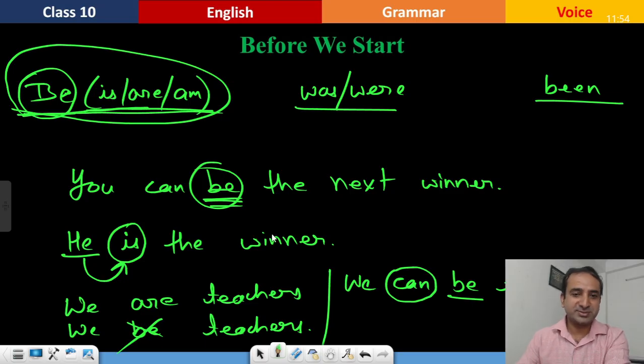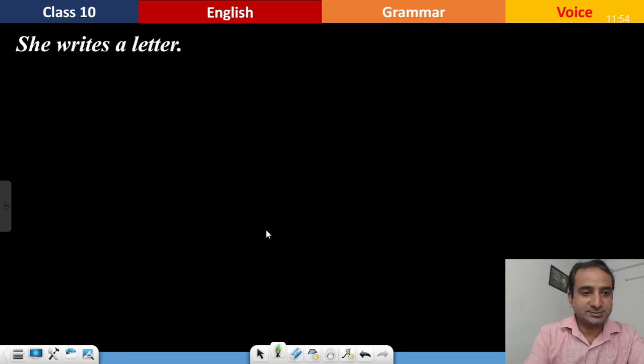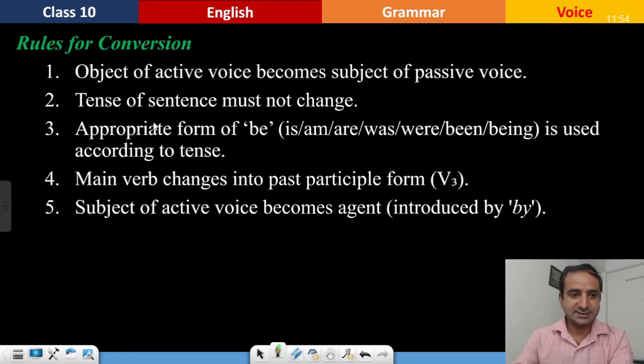Now let us go through some examples. Okay. She writes a letter. Suppose we want to convert this into passive voice. So what is the basic rule behind the conversion? First of all, we must understand the basic rule. Let me explain the basic rule here.